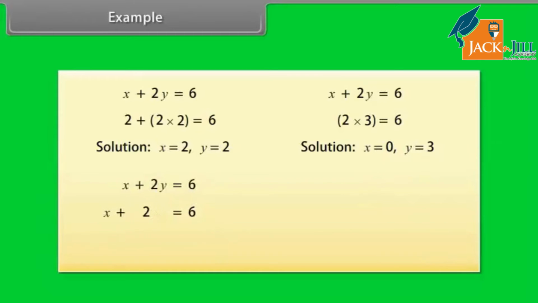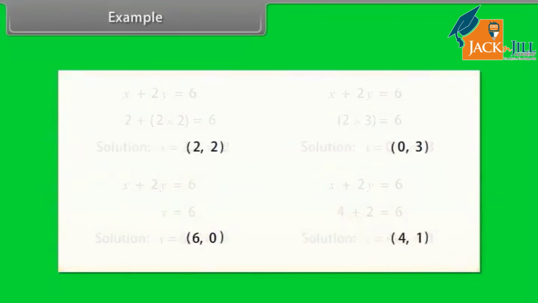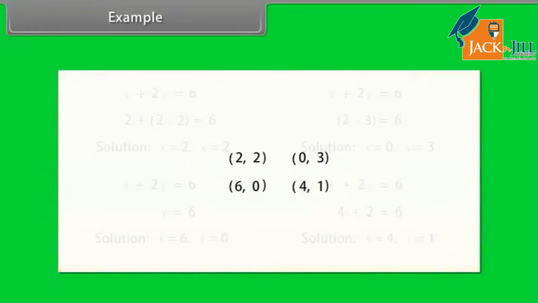Similarly, taking y as 0, the given equation reduces to x equals 6. So, x equal to 6, y equal to 0 is also a solution of this equation. And for the fourth solution, let us take y as 1. The given equation now reduces to x plus 2 equals 6, and by substituting x as 4, we get the answer 6. Therefore, (4, 1) is also a solution of the given equation. So, the 4 solutions we get for the given equation are (2, 2), (0, 3), (6, 0), and (4, 1).